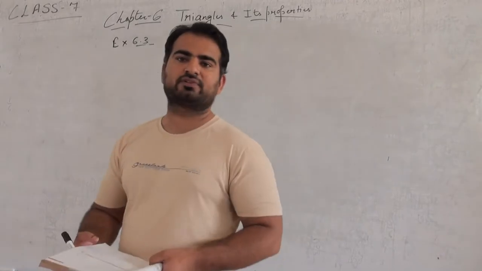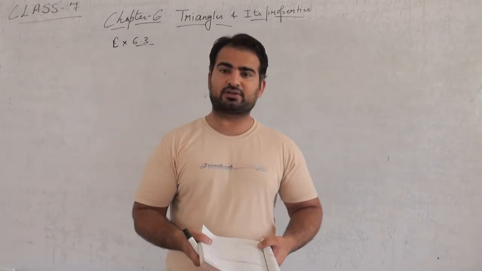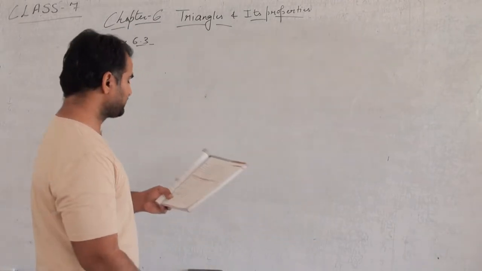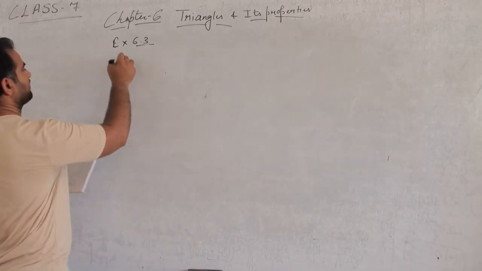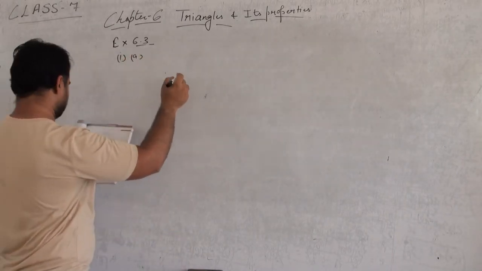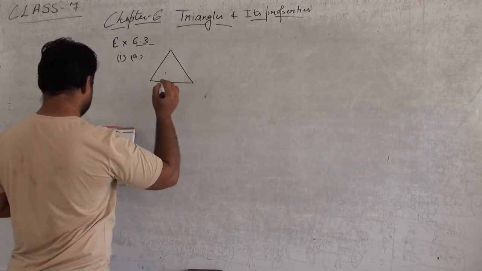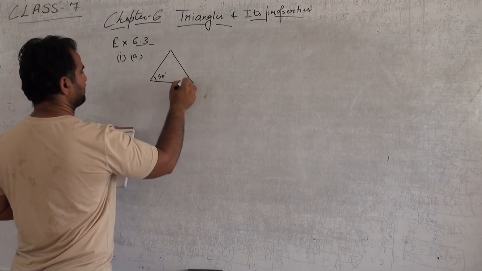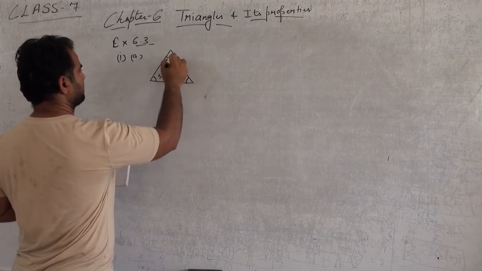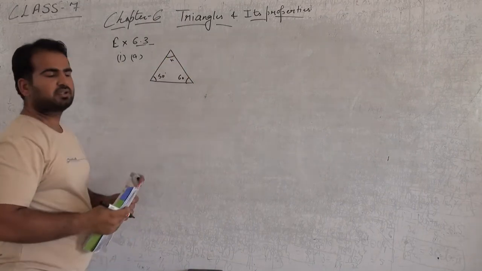Today class, in this video we are going to solve exercise number 6.3. So question number 1. The diagram is like this. (50, 60 and x).